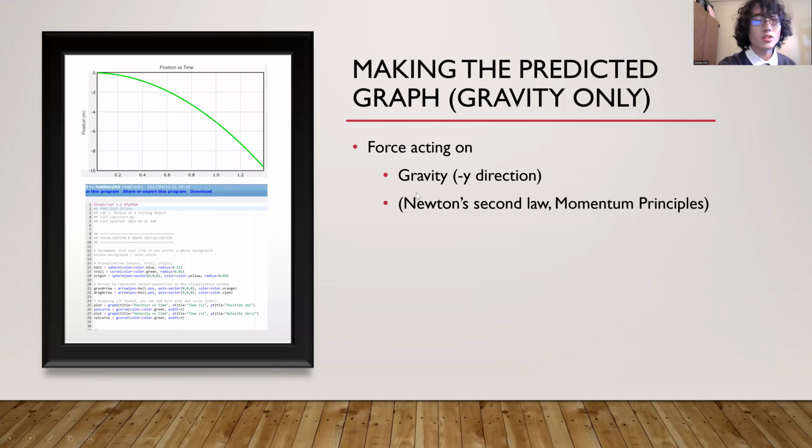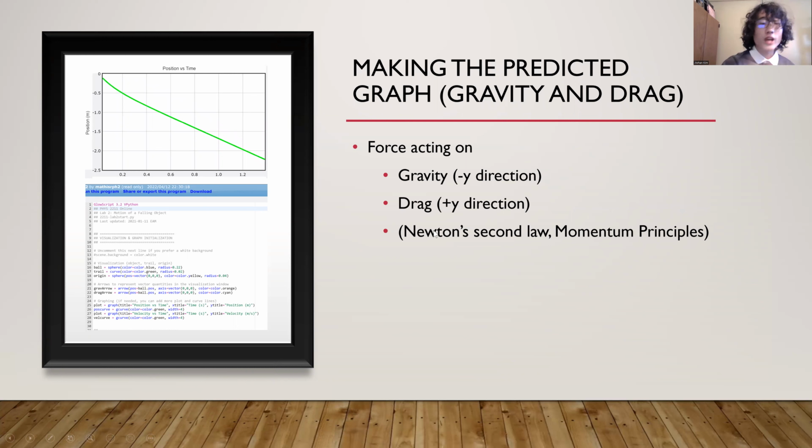So using GlowScript coding in Python, I was able to graph this, making the predicted graph with gravity only. I was able to change the code by commenting out the drag parts with the hash sign. So the only force acting in this graph is the gravity component.